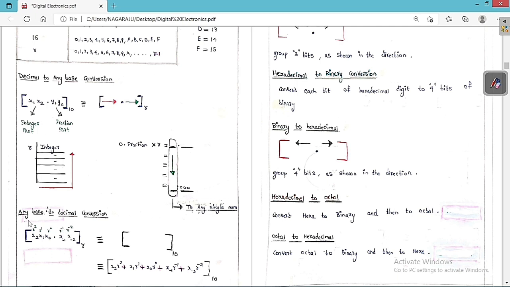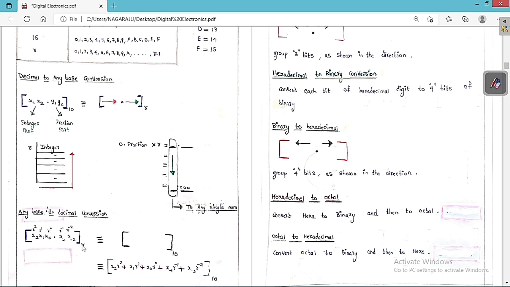Suppose you want to convert any base system to decimal. How do you do this? Suppose there is a number like this, in some base system of r, given as x_n ... x2 x1 x0 . x_-1 x_-2. Then how to convert this into a decimal number system, that we are going to see here.